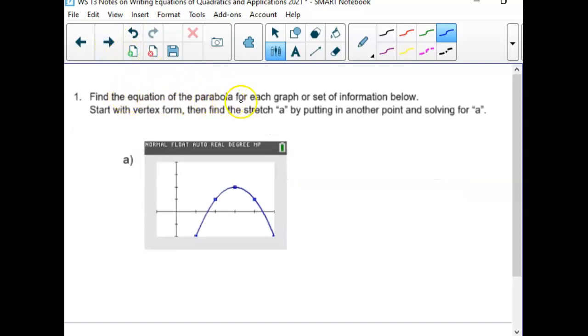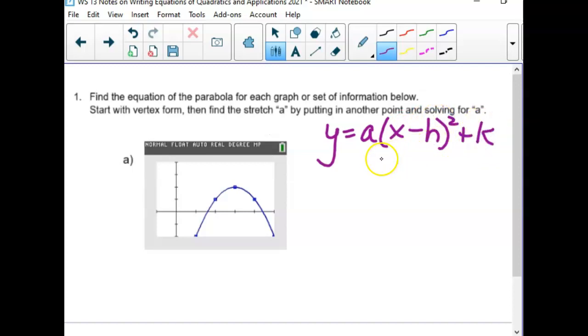So it says find the equation of the parabola for each graph or set of information below. Start with vertex form, then find the stretch A by putting in another point and solving for A. So all we're going to do is have vertex form. We're going to be given the vertex or able to find the vertex from the picture. Can anybody tell me the vertex of this? Assuming the scale is 1, 3, 2. Does that sound right to everybody?